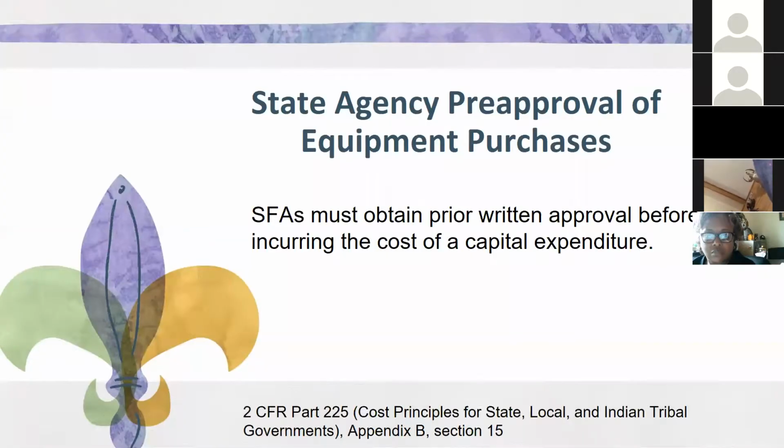As we said, SFAs must obtain prior written approval before incurring the cost of a capital expense. The OMB guidance on equipment and other capital expenditures requires SFAs to obtain prior written approval from the state agency before incurring the cost of a capital expenditure. Both the OMB guidance and generally accepted accounting principles identify equipment as a capital asset. This brings us to the next step in the procurement of equipment.